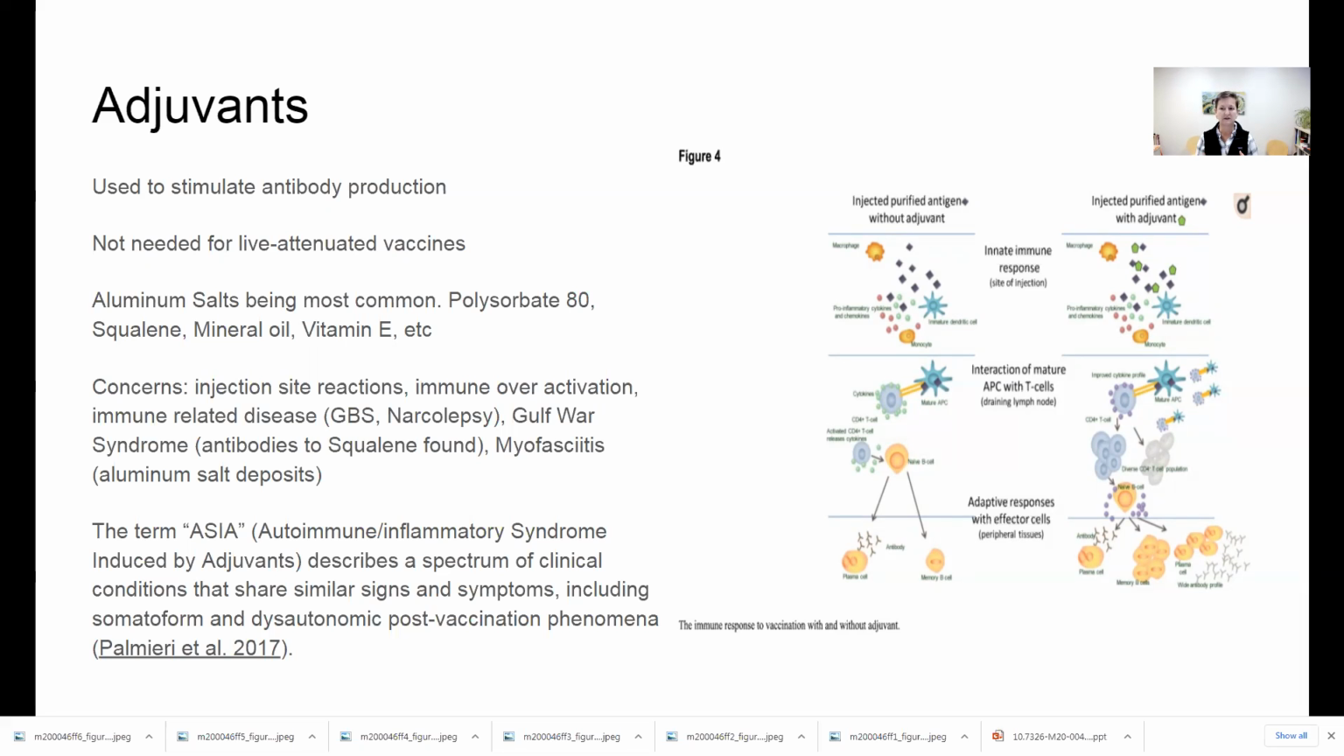Another concern is that we could overactivate an immune system. There are some immune-related diseases that we've seen, and often we think those are related to the adjuvants. When it comes down to that, I have actually seen in my clinical practice one case of Guillain-Barré following a flu vaccine, and that's not something that anybody wants.